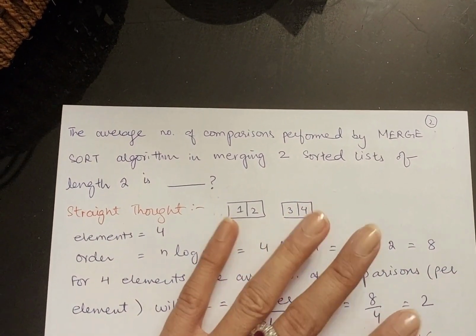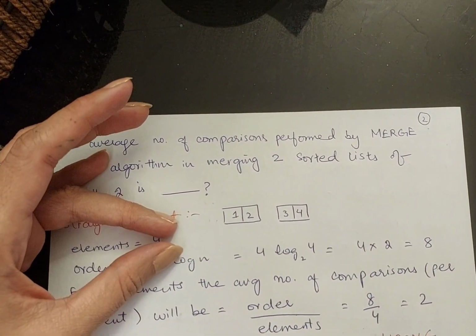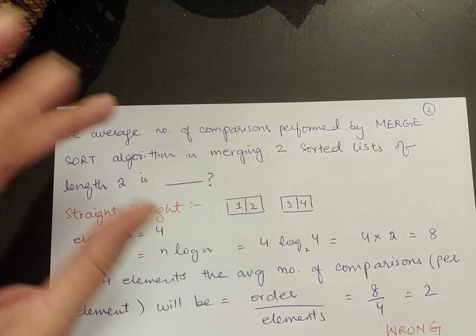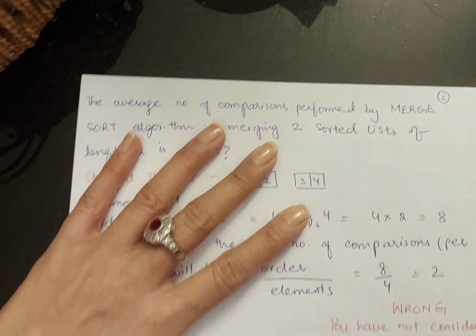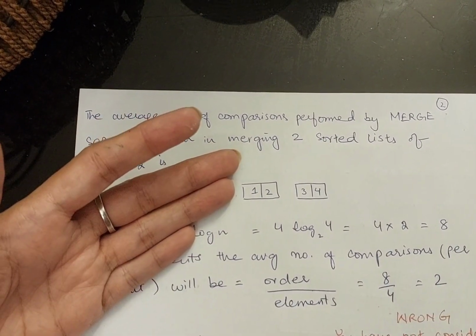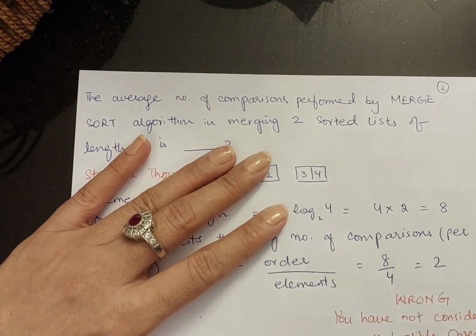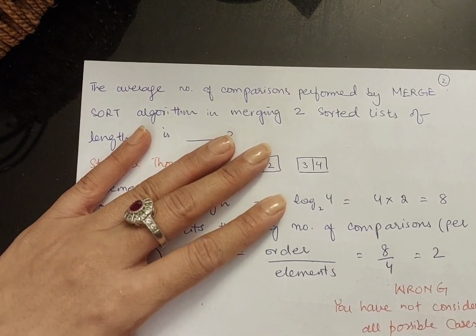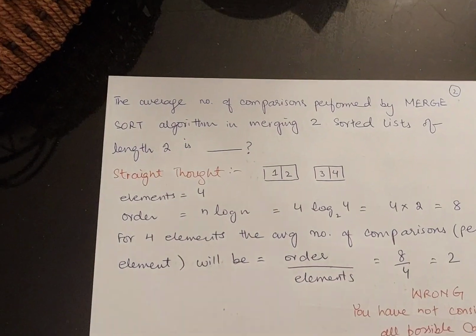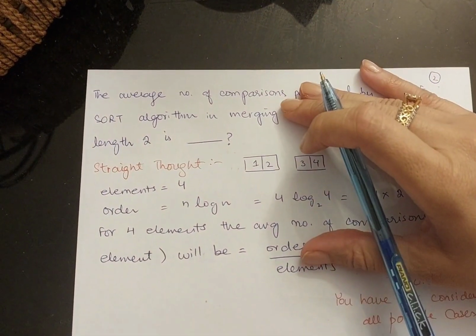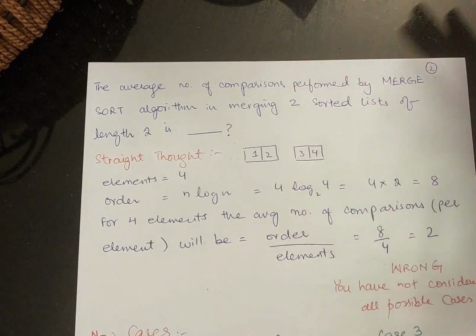Well, this is the first thought, in which you simply calculated the order and divided it by the number of elements to find the average number of comparisons. This could be right if you could have only one possible type of sorted list, but this is not the case. In solving such questions, you have to consider all the possible combinations and all the possible cases in which that sorted list can exist.